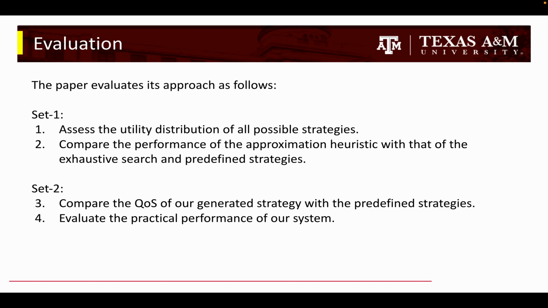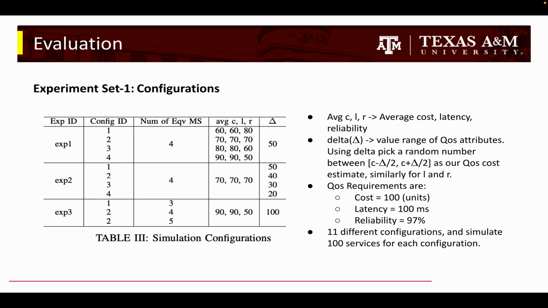Now we will dive into the evaluation. The paper has two different sets of evaluation. On the first set, we evaluate our approach against previous approaches. On the second set, we evaluate the real world performance of this proposed system. On the first experiment set, we have three different experiments comprising 11 different configurations. Here, average CLR means the average QoS estimates of cost, latency, and reliability, and the delta means the value range of those QoS attributes. In the first experiment, we vary the average QoS estimates.